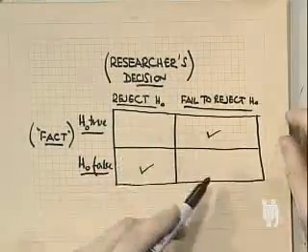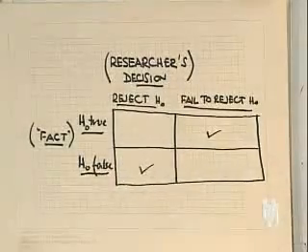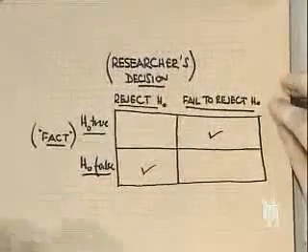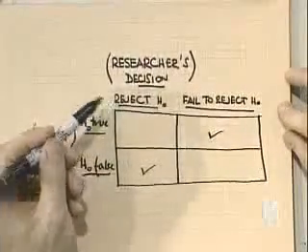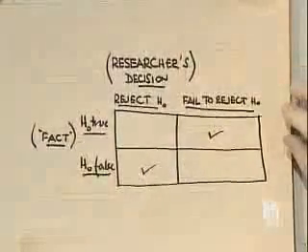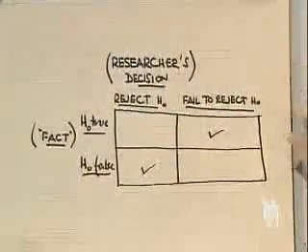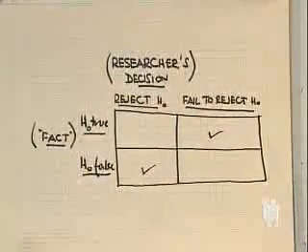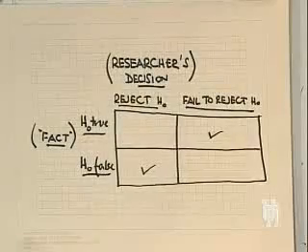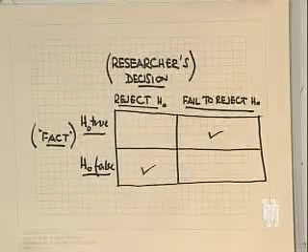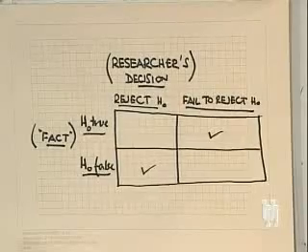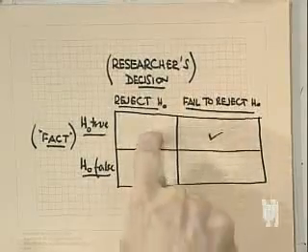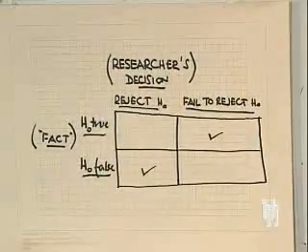The problem is in these two other quadrants. When a researcher rejects the null hypothesis, but the null hypothesis is true, first of all, would you agree that a mistake has been made? Would somebody like to tell me the analog to this situation in a court of law?